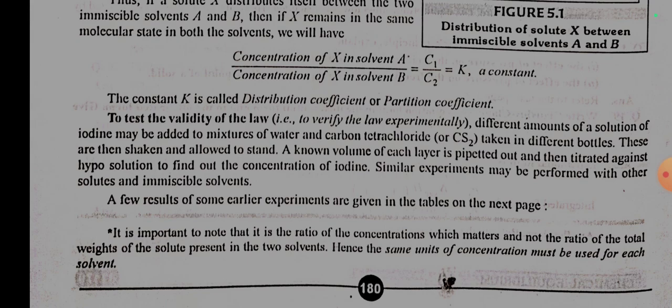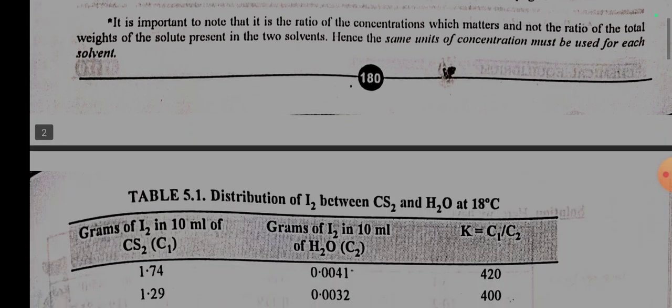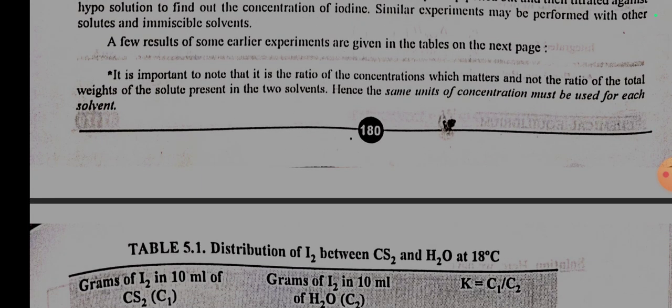To test the validity of the law, that is, to verify the law experimentally, different amounts of a solution of iodine may be added to mixtures of water and carbon tetrachloride taken in different bottles. These are then shaken and allowed to stand. A known volume of each layer is pipetted out and then titrated against hypo solution to find out the concentration of iodine. Similar experiments may be performed with other solutes and immiscible solvents. A few results of some earlier experiments are given in the table on the next page.